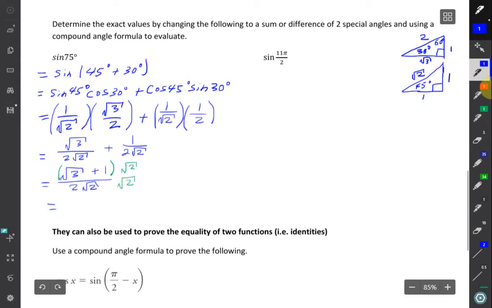And so we end up with root 2 times root 3 is root 6, plus 1 times root 2 is root 2, all over 2 times root 2 times root 2. Well, root 2 times root 2 is undoing the root, basically. So we end up with 2 times 2, which is 4. And now that's complete. And those are not like radicals, so these cannot be simplified any further. And that's it.